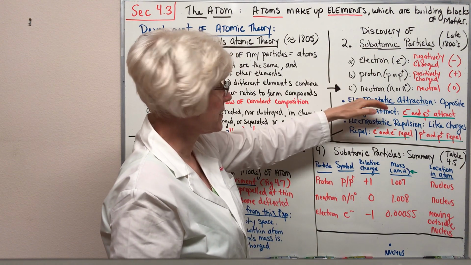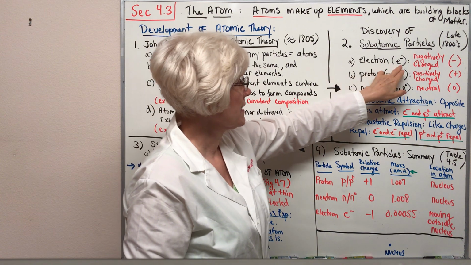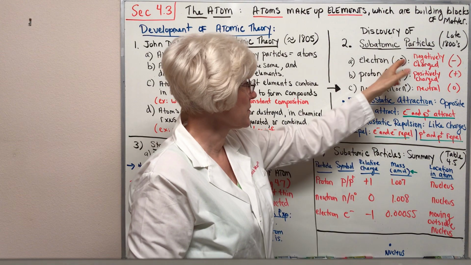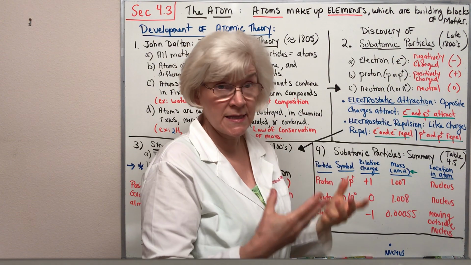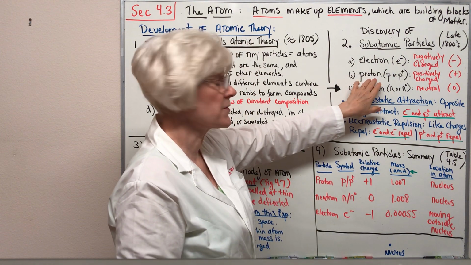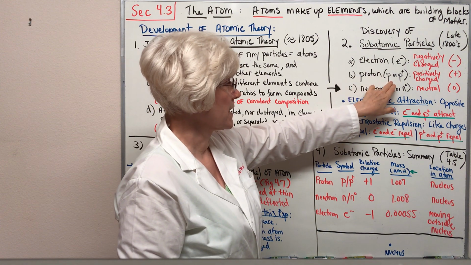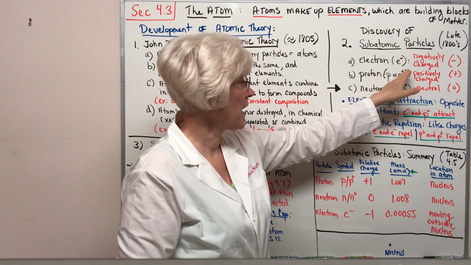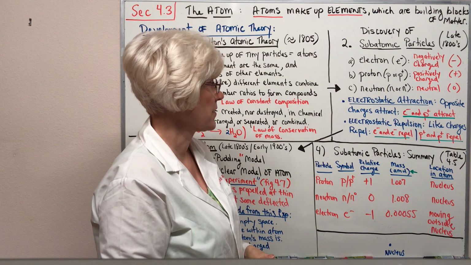And they were discovered in this order. The electron was discovered first, and here's how we symbolize it with a lowercase e and a superscript negative charge to it, because the electron is a negatively charged particle. The next subatomic particle that was discovered was the proton, symbolized with a lowercase p or sometimes with a p and a superscript positive sign, because the proton is a positively charged particle.